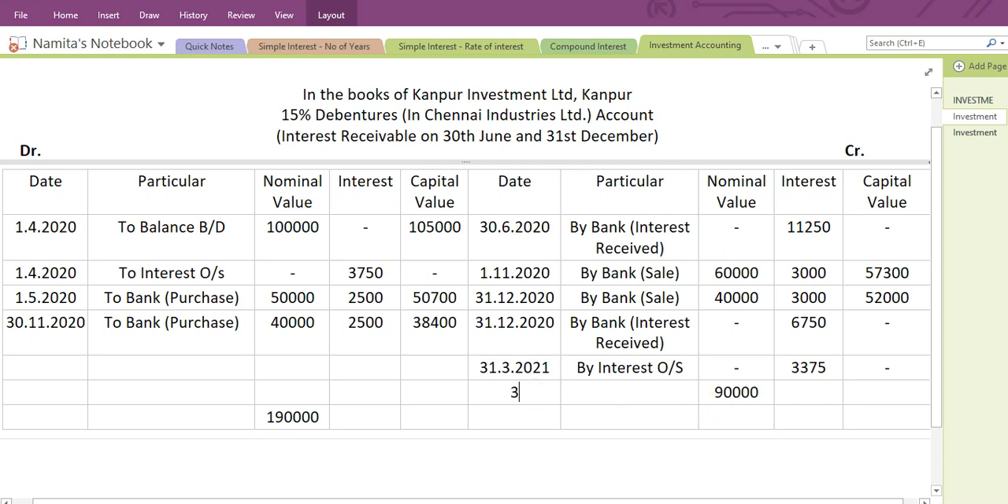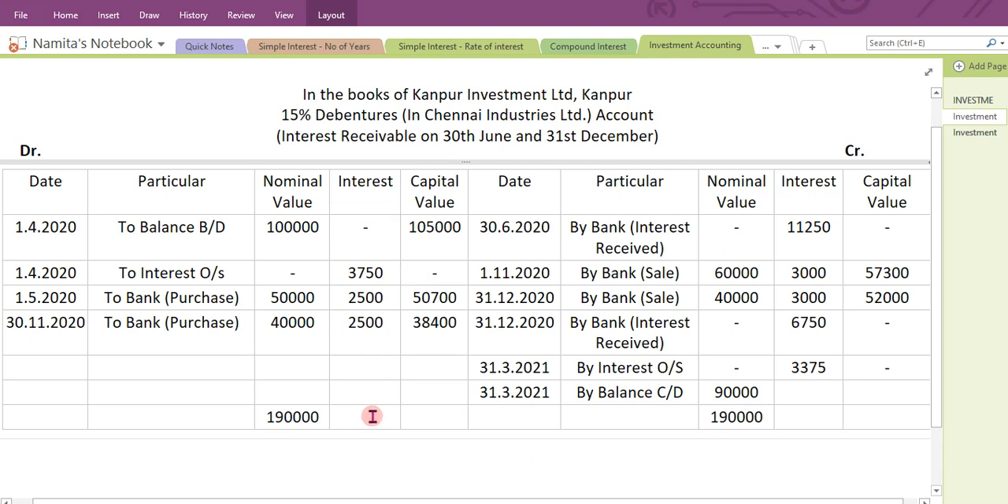So 31st March 2021 by balance carried down 90,000. So total will be 1,90,000. Okay, so this is clear. So nominal value, balance, both the sides are same. Now interest.